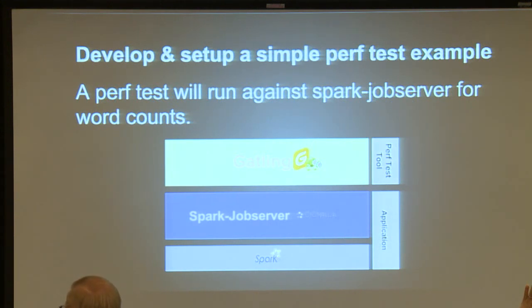For this particular example, Gatling is going to be running against a Spark job server to do a word count. That's going to allow us to start developing a test app. This will be a simple example of a way that you can use this in the real world, and then you can expand upon this for more complex applications for your own particular situations.